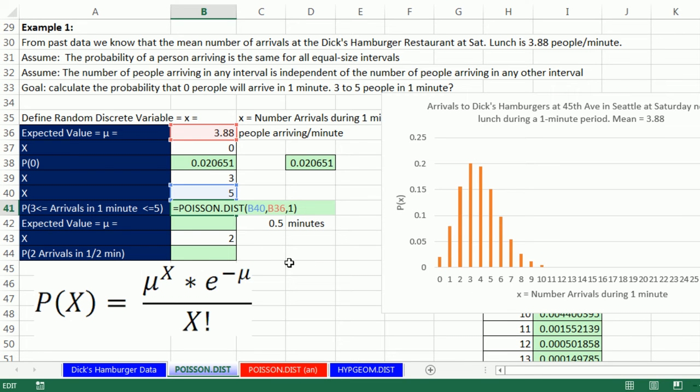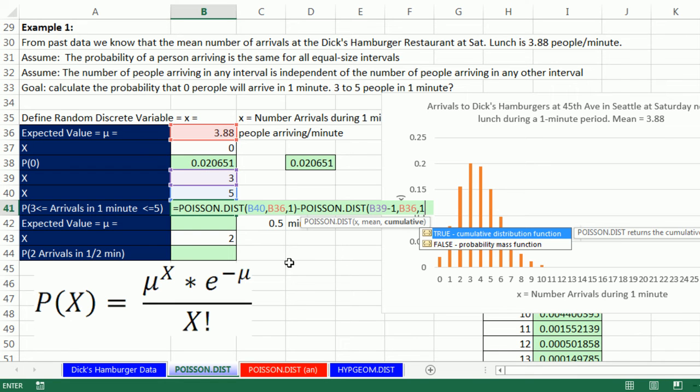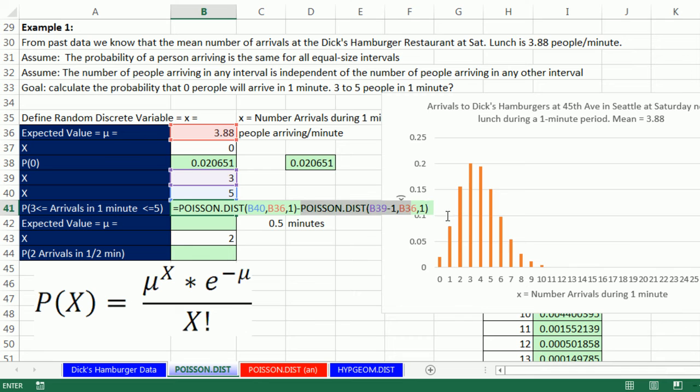F2. Now we need to subtract Poisson again. And this time we're going to put a 3 in because that's what we got. But we really need 2, so subtract 1. Comma, and we get our mean, comma, and 1 for cumulative. Now, this little bit right here will get 0, 1, and 2. All of that probability will be added and then subtracted from all the probability up to 5. And enter. And there's our probability. So the probability of 3 to 5 people arriving in 1 minute is 55%.